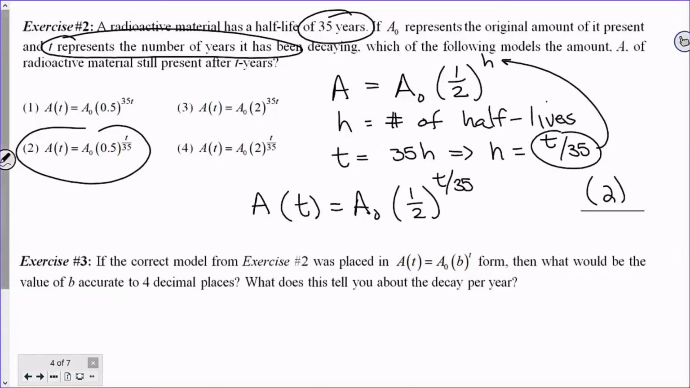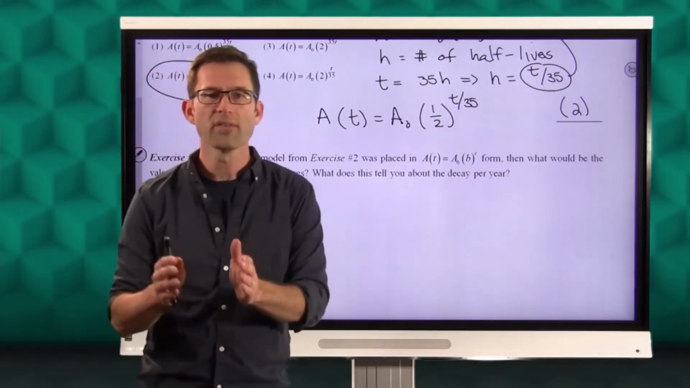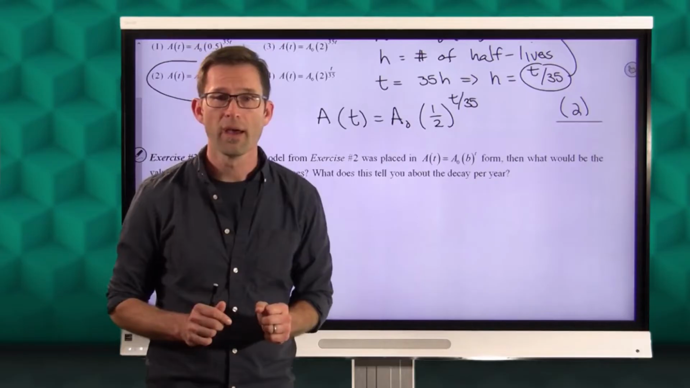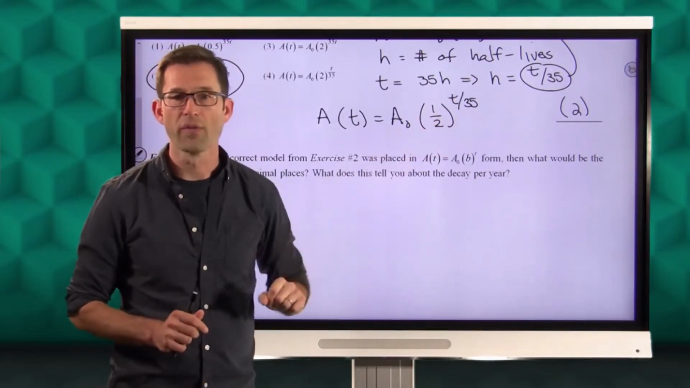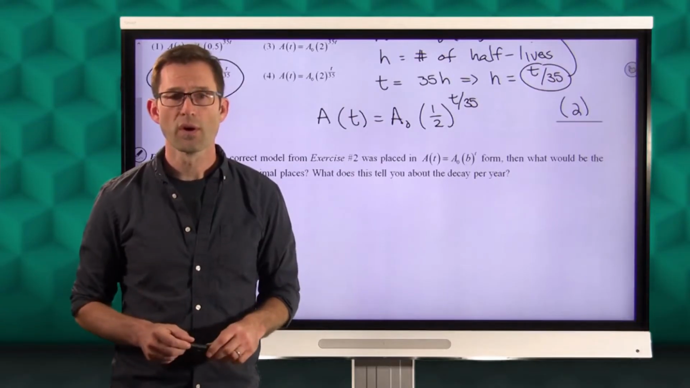If the correct model for exercise 2 was placed in this form, then what would be the value of b accurate to 4 decimal places? So if I want it in just y equals a times b to the x form, instead of t divided by 35, what would be the value of b, and what does it tell us about the decay per year? Try to answer this question on your own.